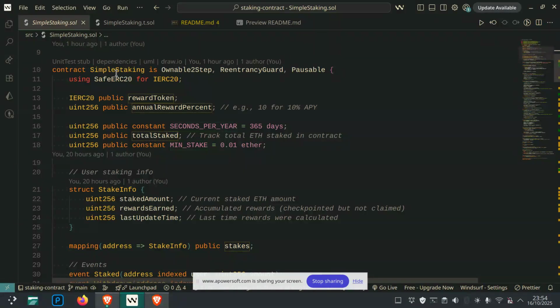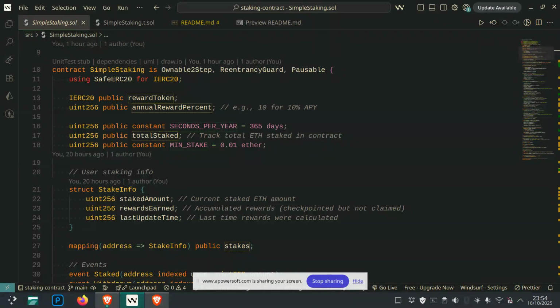Our contract is SimpleStaking. It's Ownable, ReentrancyGuard, Pausable. We are using SafeERC20 for our ERC20 interface. We are defining our reward token and annual reward percent, which will be 10 for 10% annual return. I hope you can understand my broken English.